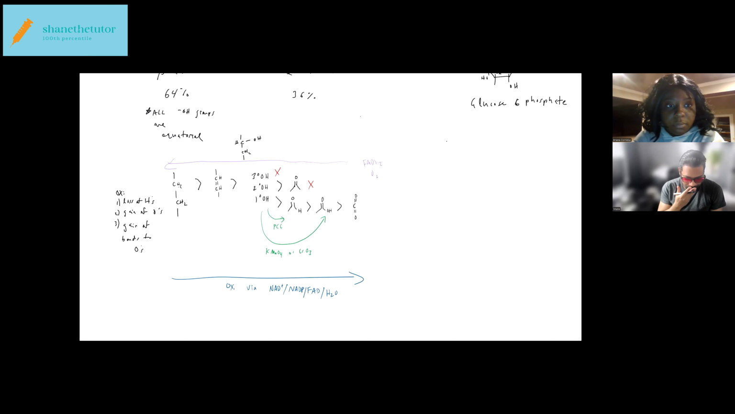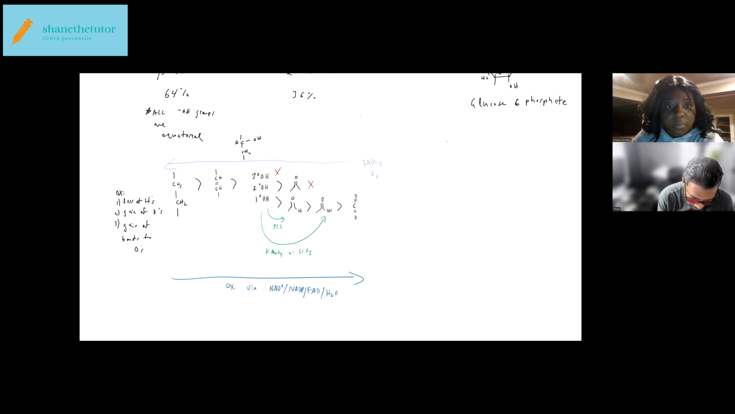Also, I wrote PCC. They could ask you about a weak oxidizing agent like PCC, which would only be able to oxidize the primary alcohol into the aldehyde. But if you have a strong one like KMnO4, it can oxidize the primary alcohol into a carboxylic acid.